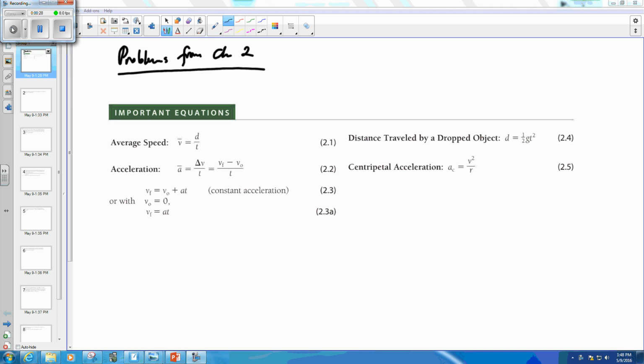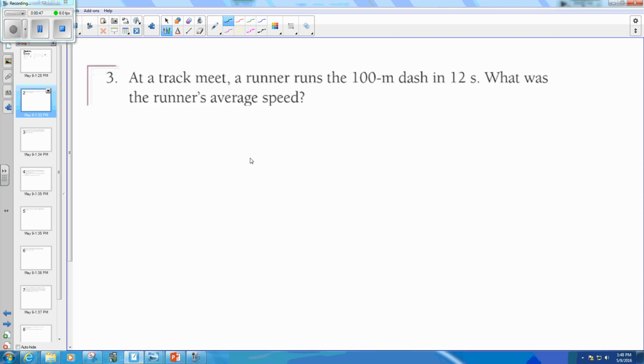We talked about average speed. We already talked about acceleration. We already talked about the distance of a falling object, and we already talked about centripetal acceleration in the audio lecture 1. So let's look at specific problems that relate to this. So here is the problem.